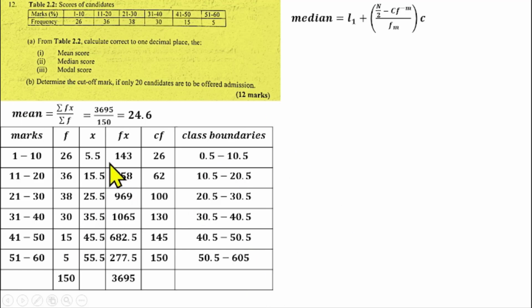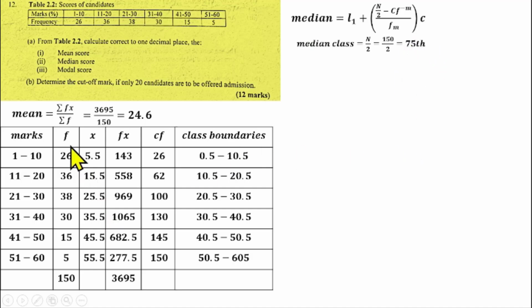So now, to get our median, we have this table ready. Now we need the cumulative frequency and the class boundaries. So let's go. To know the lower class boundary of the median class, first of all you need to locate the median class, which is N over 2. Capital N represents the total frequency, which is 150, divided by 2. That gives us the 75th position. So the median class is at the 75th position.